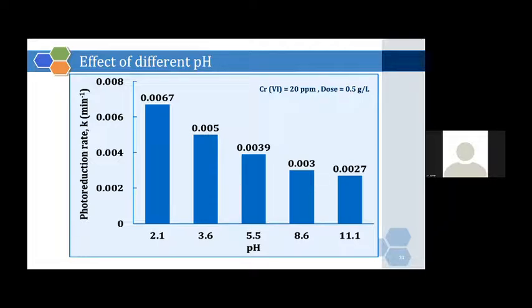Therefore, hexavalent chromium reduction reaction was favorable by zinc sulfide zinc oxide MCM under acidic conditions, as the catalyst surface is positively charged, which enhances the adsorption of negative chromate ions and in turn enhances the whole photocatalytic process.